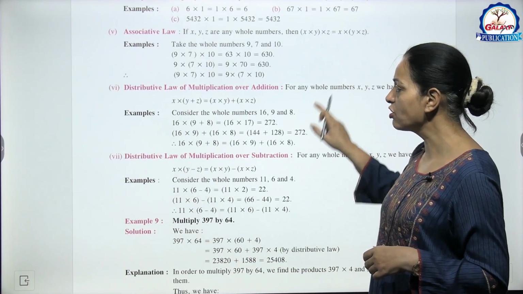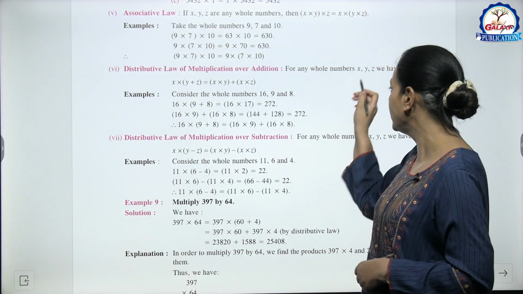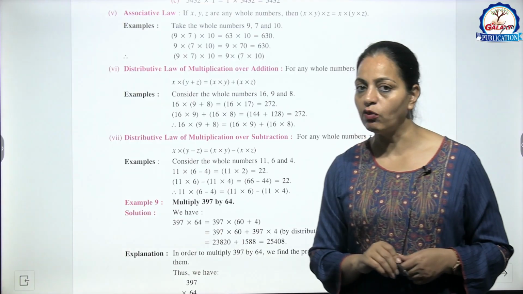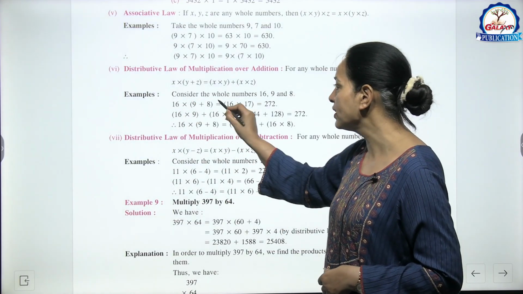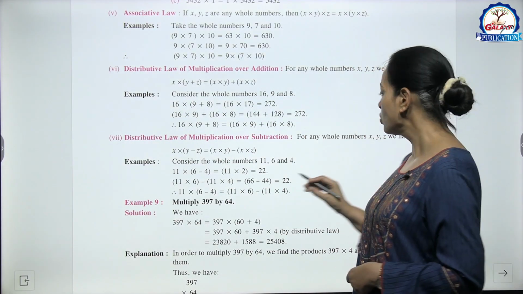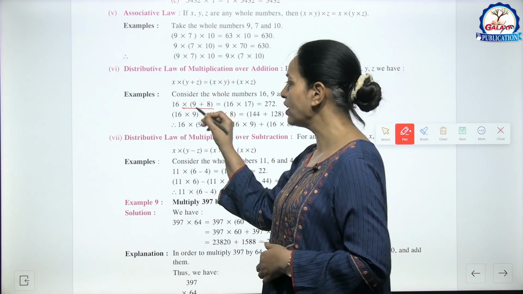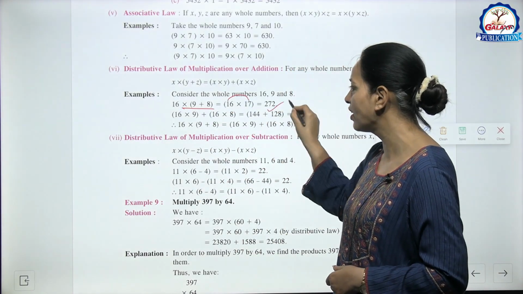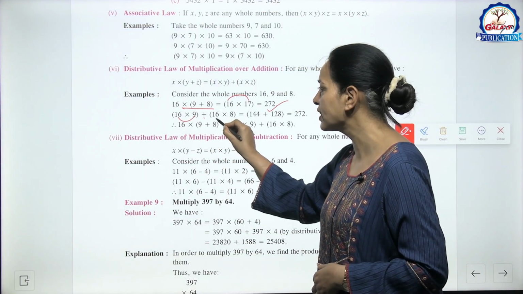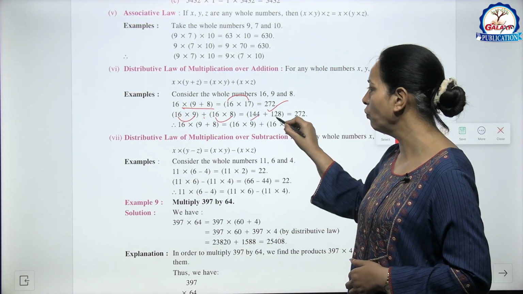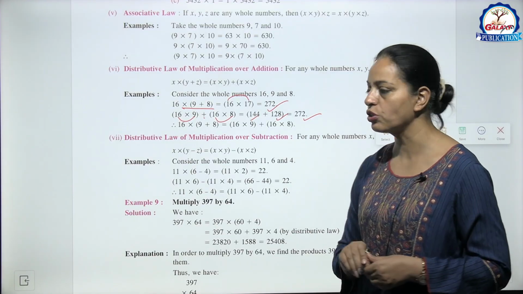The next is distributive law of multiplication over addition. For any whole numbers x, y and z, we have x into y plus z equals to x into y plus x into z. Okay, see examples. Take the whole number 16, 9 and 8. So 16 into 9 plus 8, how we can simplify this? 16 into 17, answer is 272. Or how we can do it? 16 into 9 plus 16 into 8, that is 144 plus 128, that is 272. So this is the distributive property.